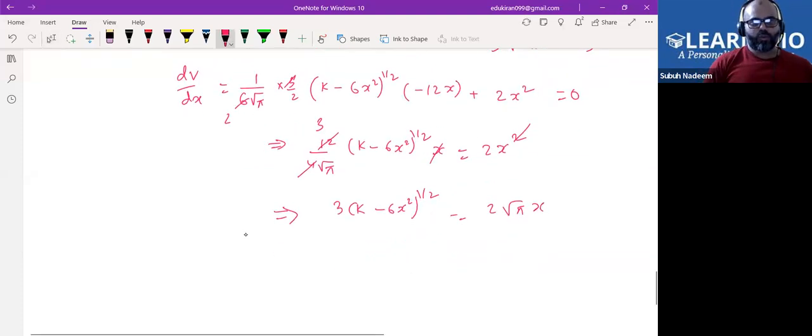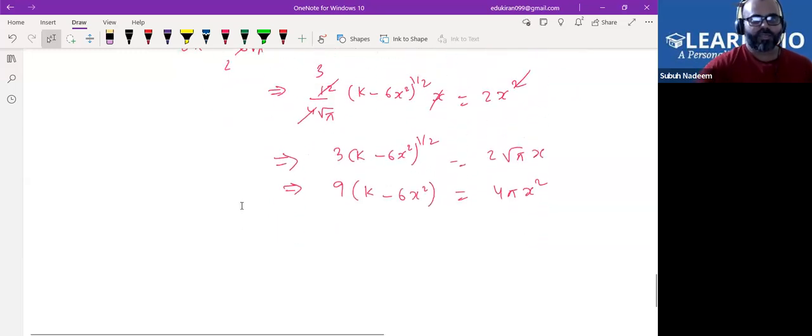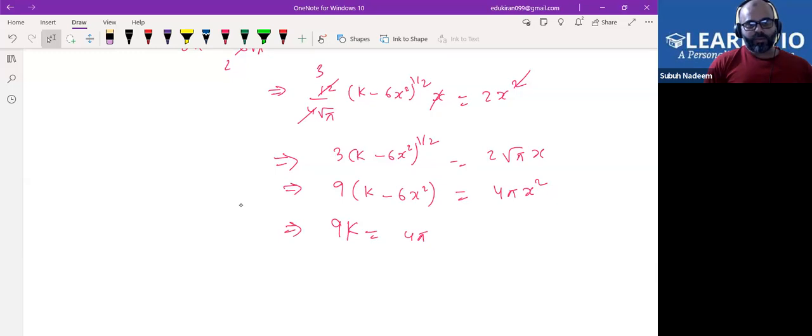Then we'll square both the sides. So this will become 9 times (k minus 6x square) is equal to 4 pi x square. After getting this, we will write it as 9k is equal to (4 pi plus 9 times 6, which is 54) x square. So x square will be equal to 9k by (4 pi plus 54).